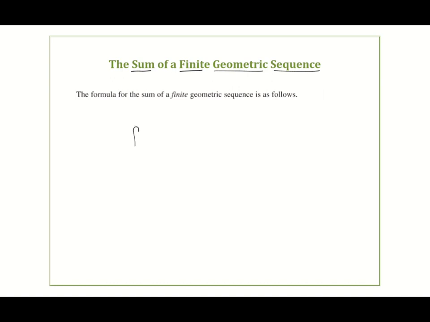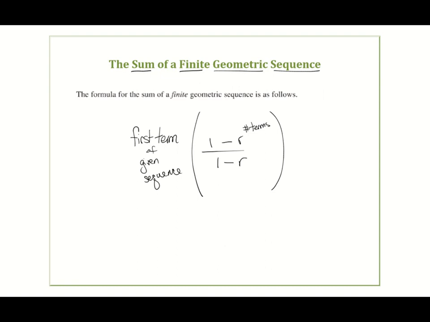To find the sum of a finite geometric sequence, we're going to do the first term of the given sequence. Then you're going to multiply that by 1 minus r, being your common ratio, to the number of terms in your sequence that you're finding the sum of, over 1 minus r. So we're going to fill in whatever our first term of the given sequence is. We're going to do 1 minus r to the number of terms, all over 1 minus r.